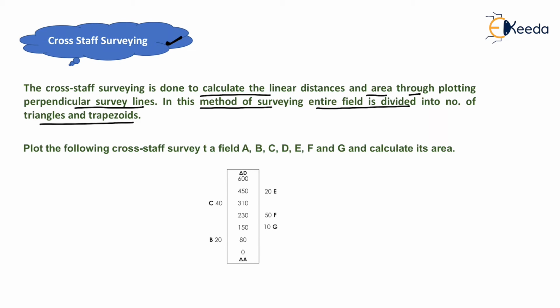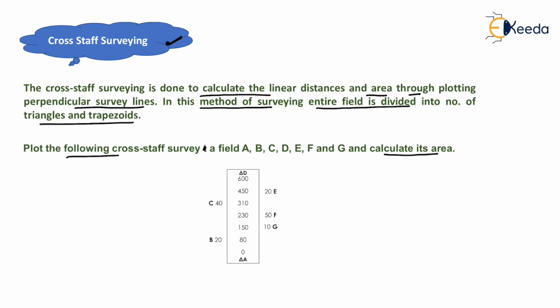Now the cross staff surveying is generally done to calculate the linear distances and area through plotting perpendicular survey lines, and in this method the entire field is divided into number of triangles as well as number of trapezoids. Now one data is given here, that is plot the following cross staff survey to a field A, B, C, D, E, F, G and calculate its area.